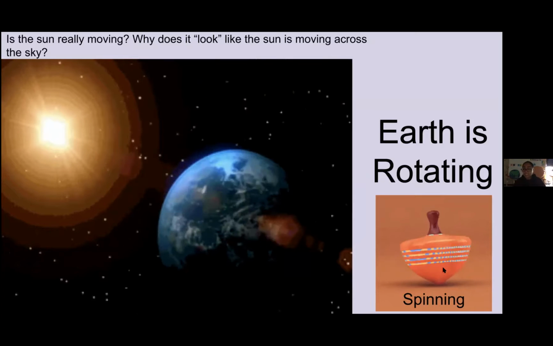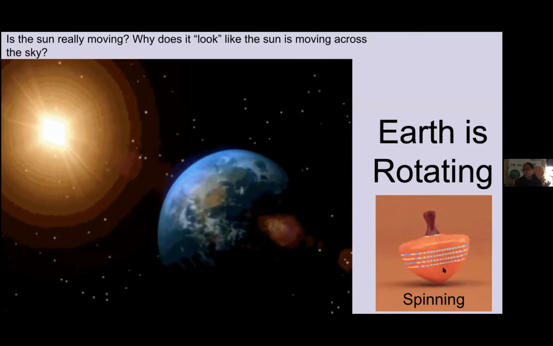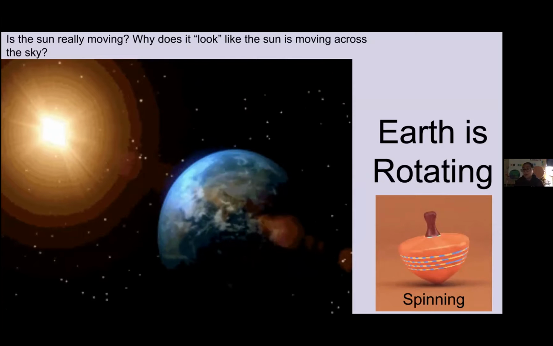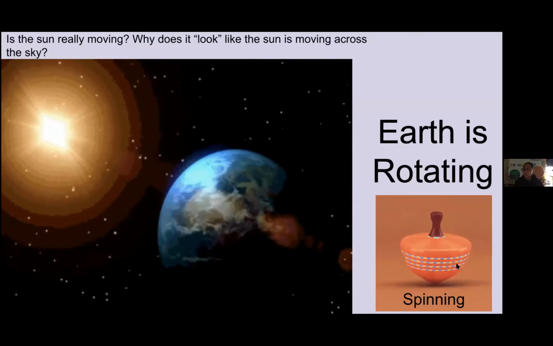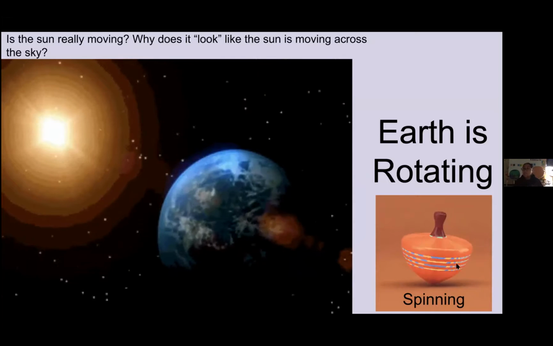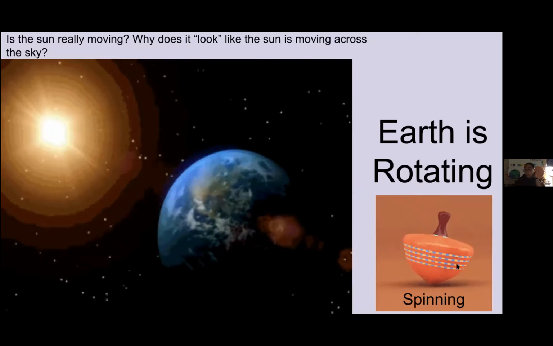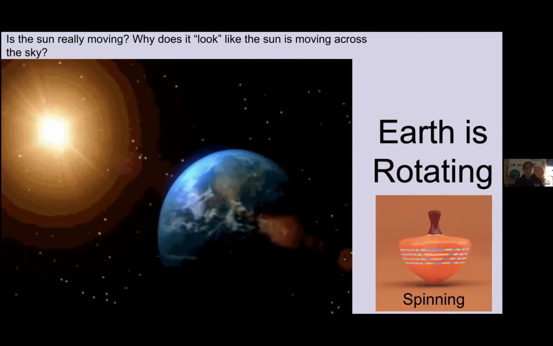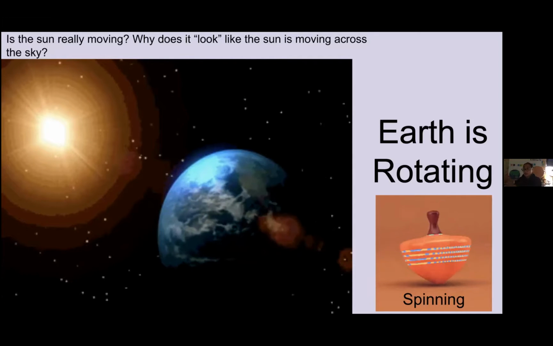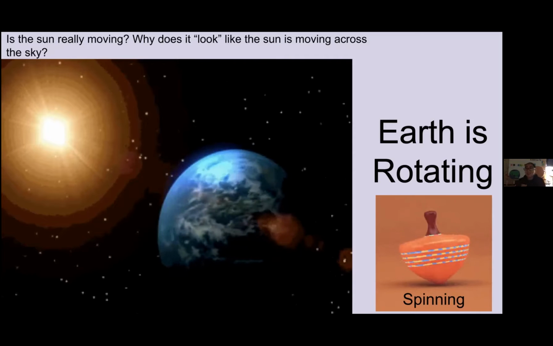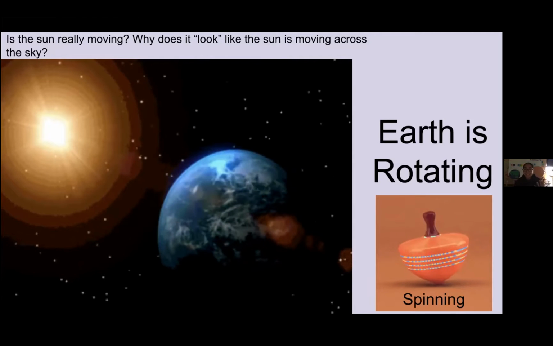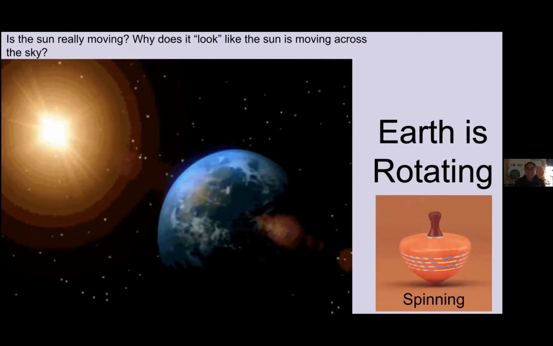So think of some things that can spin. Think of a ballerina spinning on her toes, or think of this toy right here, a spinning top that you might play with. It spins. So what we're going to do next, I'm going to show you a model of the earth spinning or rotating and how that gives us day or night. So let me go ahead and stop my screen share, and we should be back on video now.